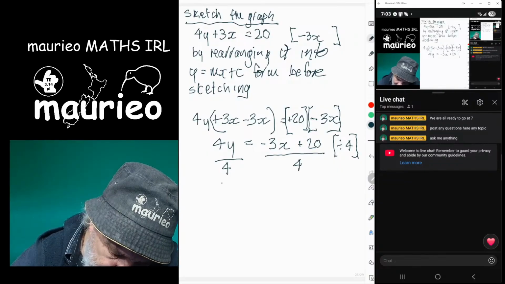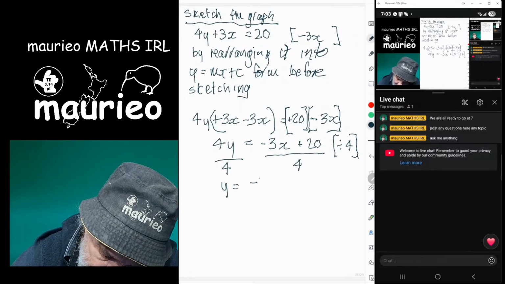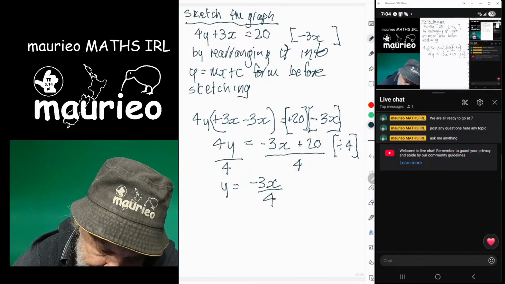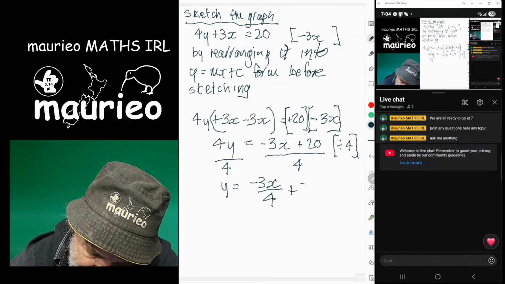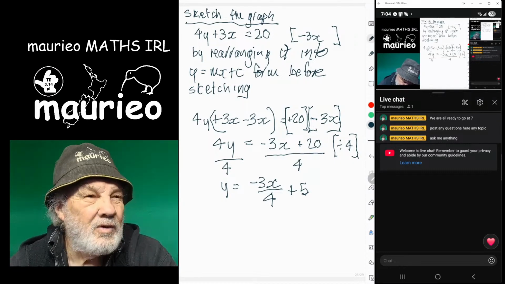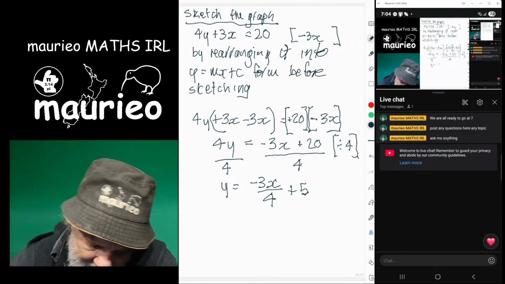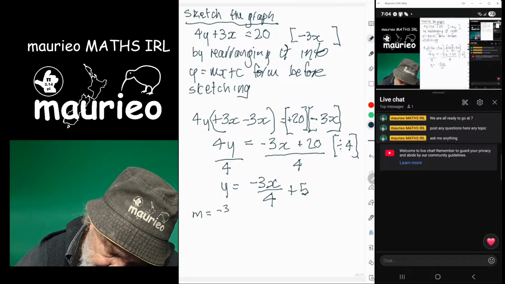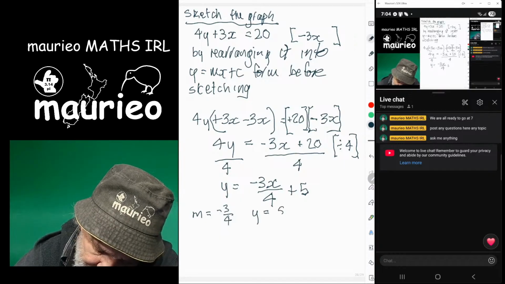So now we'll write that y equals negative 3x over 4 plus 5. 20 divided by 4 is 5. And there we have it in the form y equals mx plus c. So m equals negative 3 over 4 and c equals 5. So that's the y-intercept.